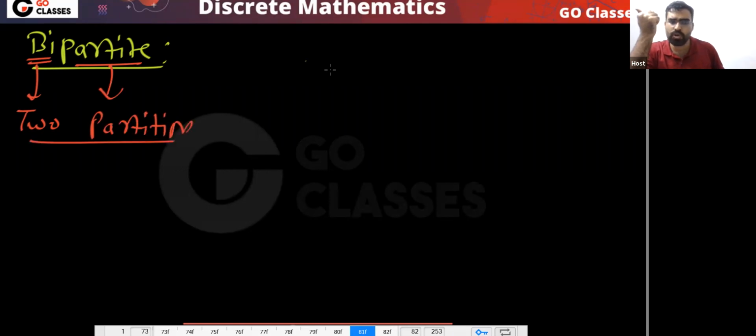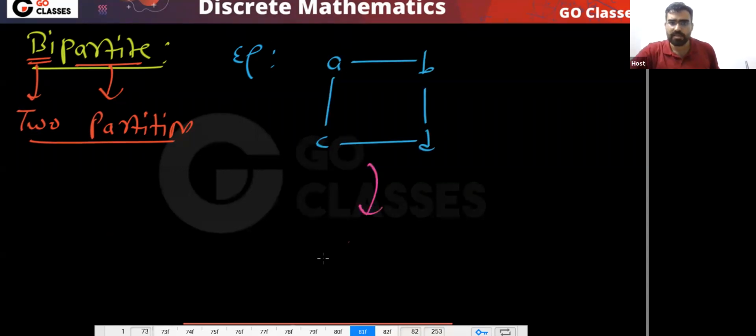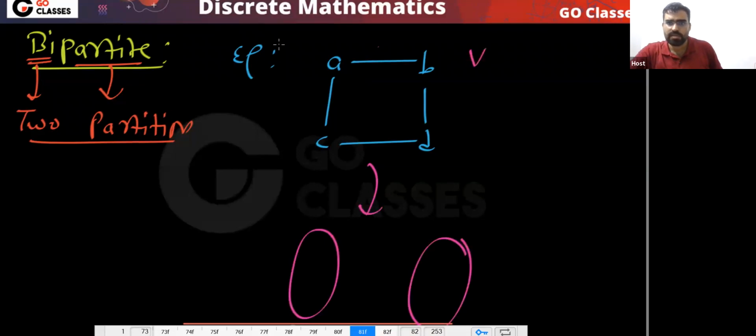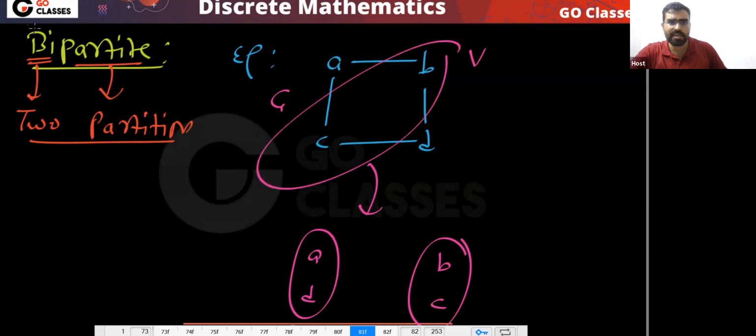It means if I give you a graph, for example, let me take an example. Let's consider this graph A, B, C, D. This graph I can partition. The vertex set of this graph I can partition into two categories. I can put these two vertices in one part, these two vertices in another part. And you can notice one interesting thing.